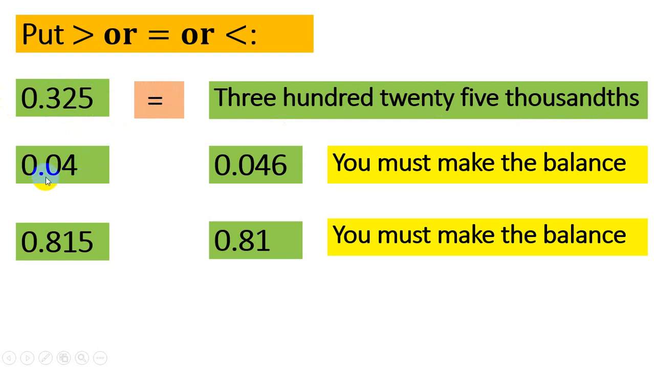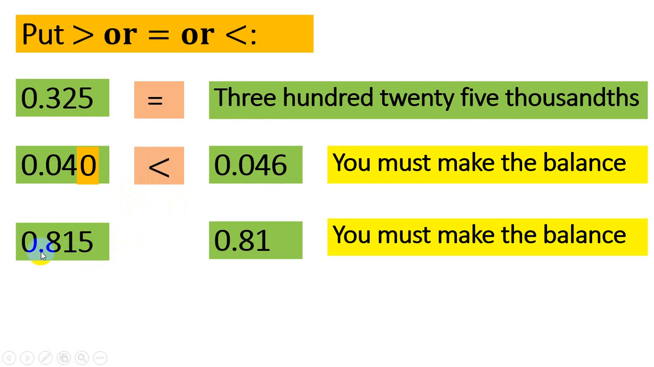We have 0.04 and 0.046. How many decimal places? 1, 2, and here 1, 2, 3. Now, before we start answering, we must make the balance. Then I must put a 0 here to get 3 decimal places here and 3 decimal places here. Here we have 40 and here we have 46. Then 40 is smaller than 46.